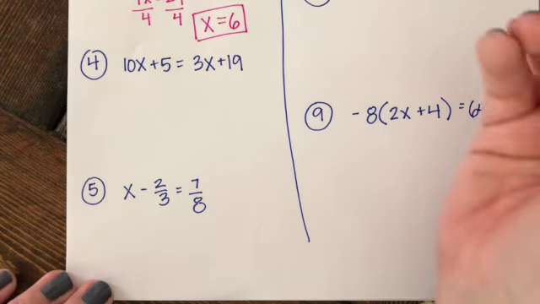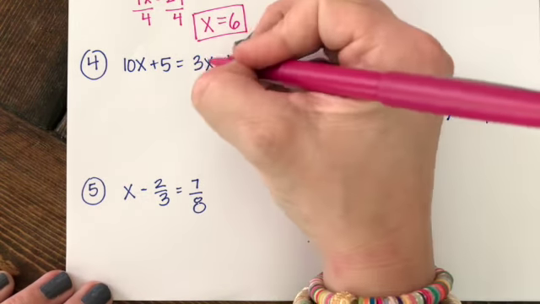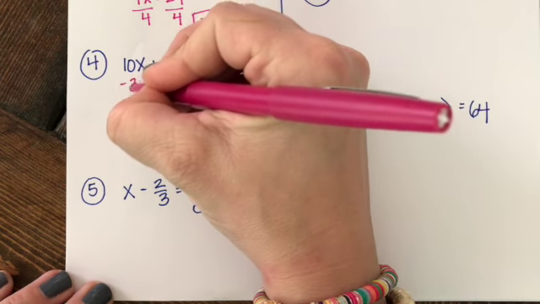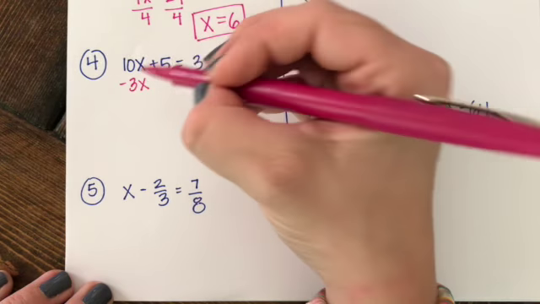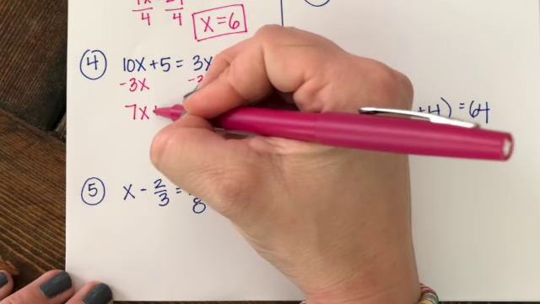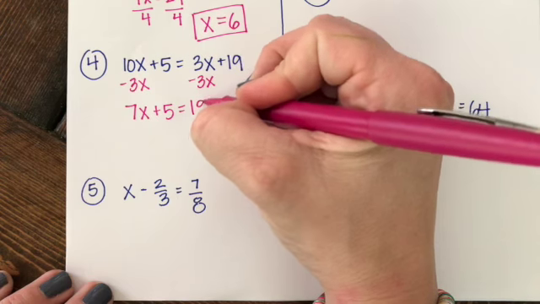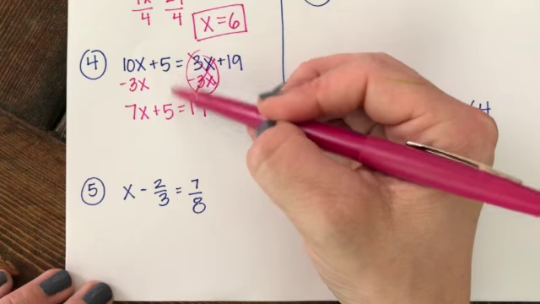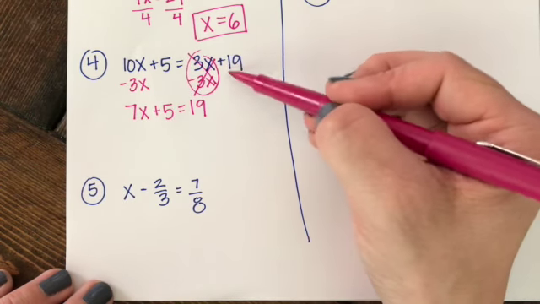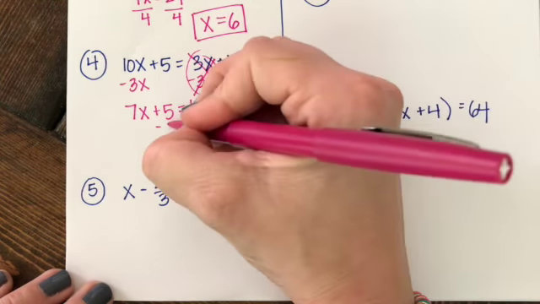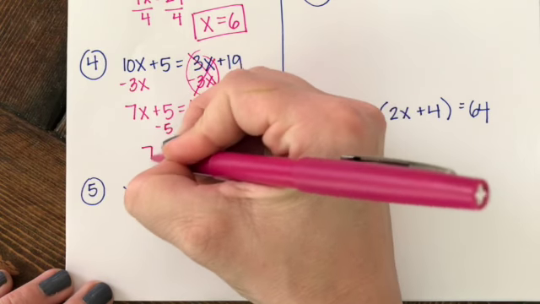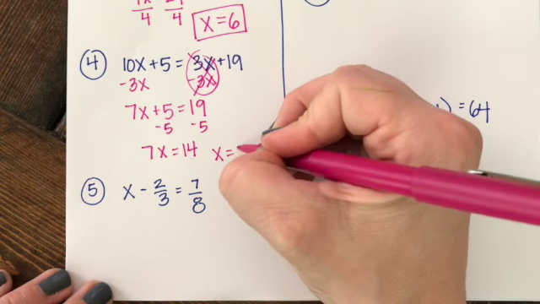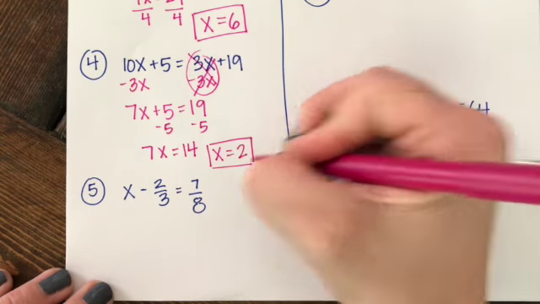Number 4 is when you have variables on both sides of the equal sign. I do not want these 3 x's over here, so I'm going to get rid of them by subtracting. 10x minus 3x is 7x. Right? So it canceled out this part. I left the 5, I didn't add anything to it, and then over here I still have 19. So now I'm going to subtract 5 to get 7x equals 14, and then when I divide both sides by 7, I get x equals 2.